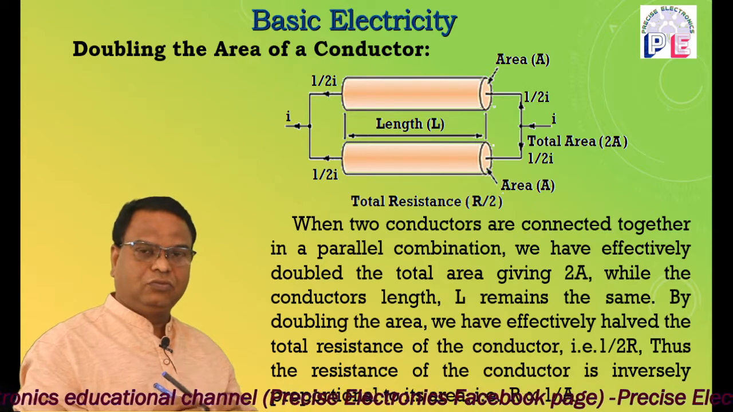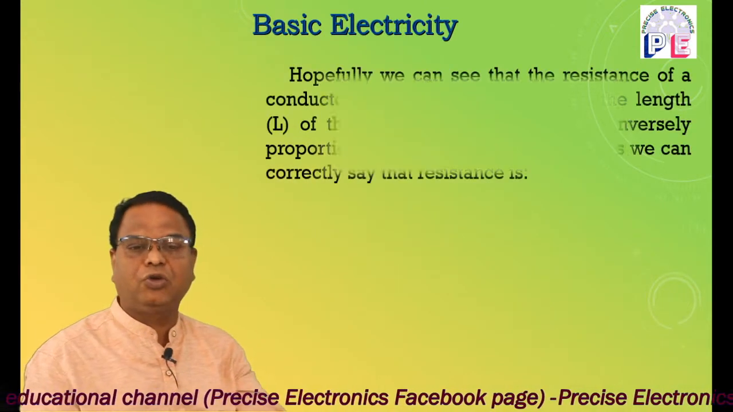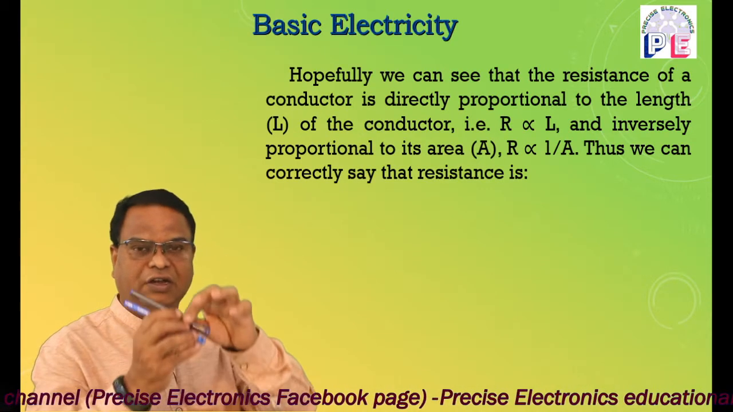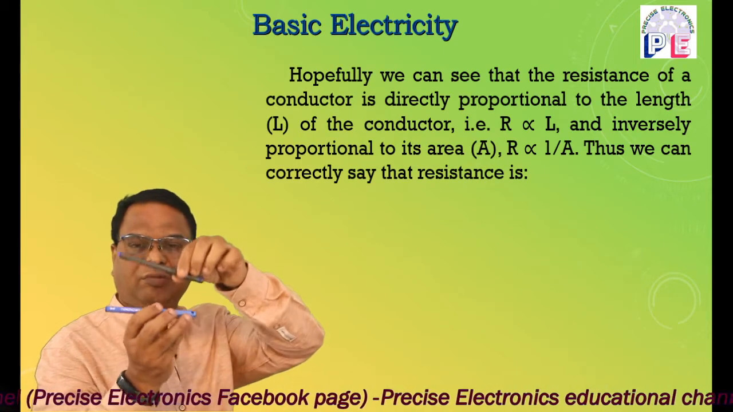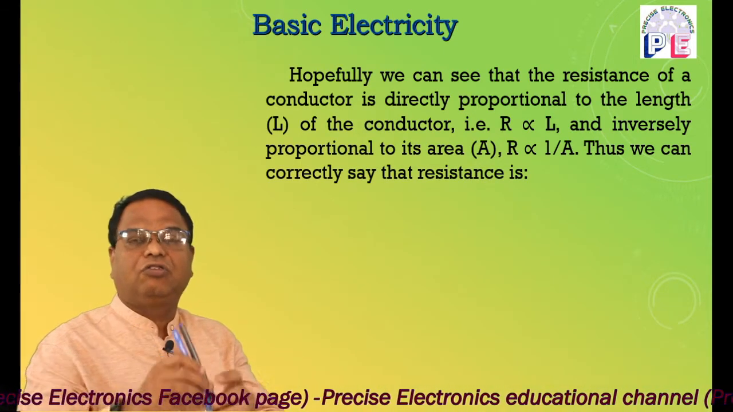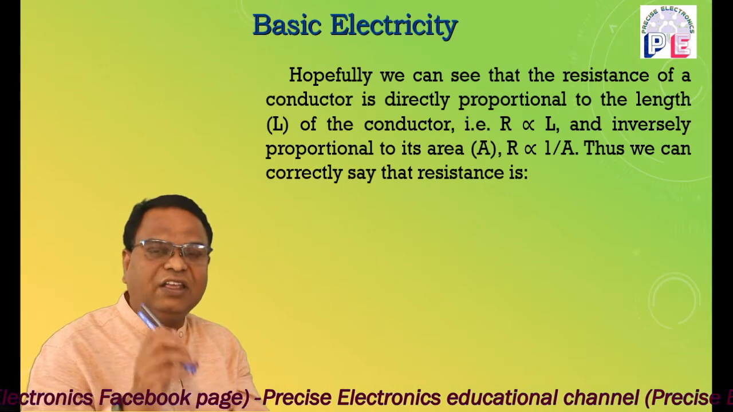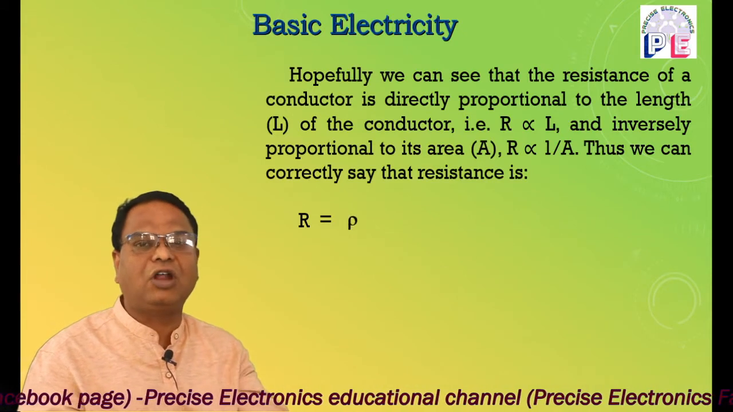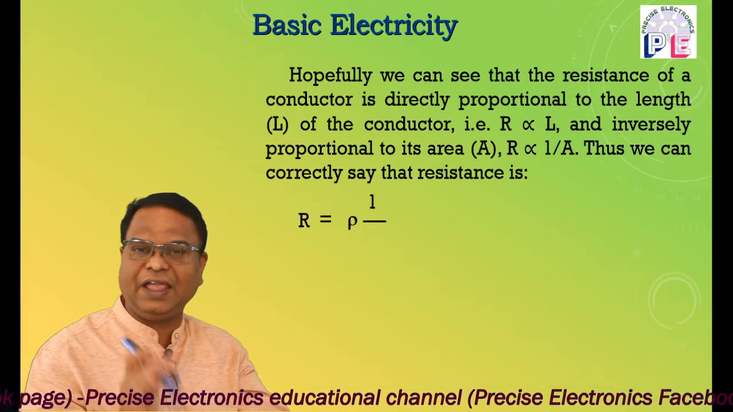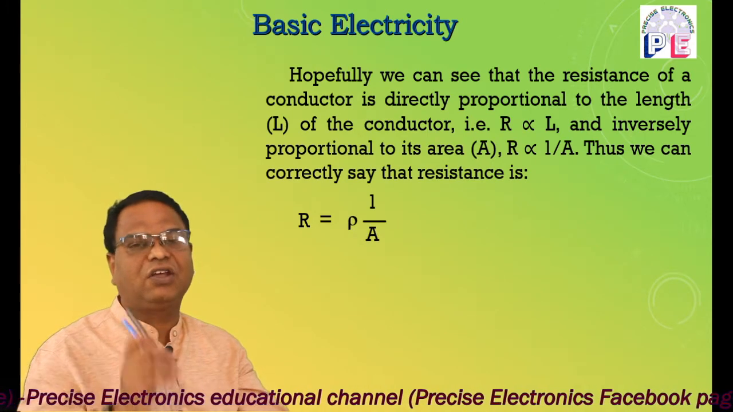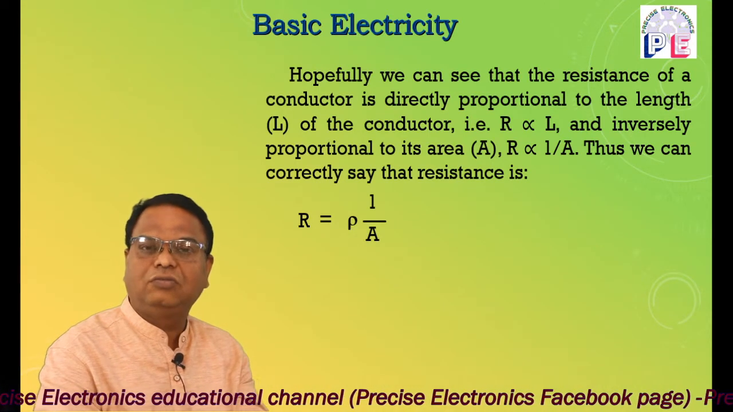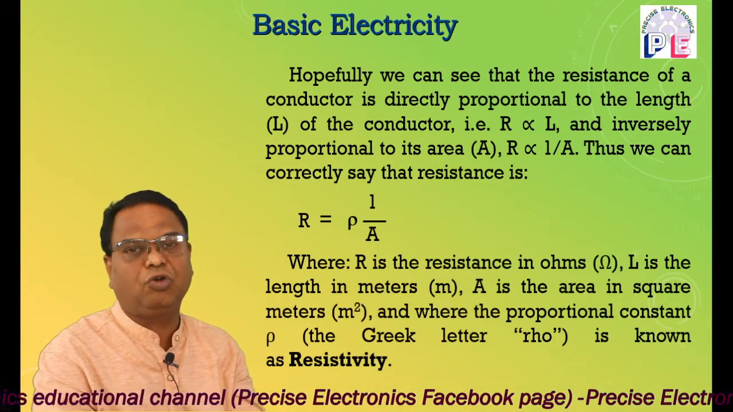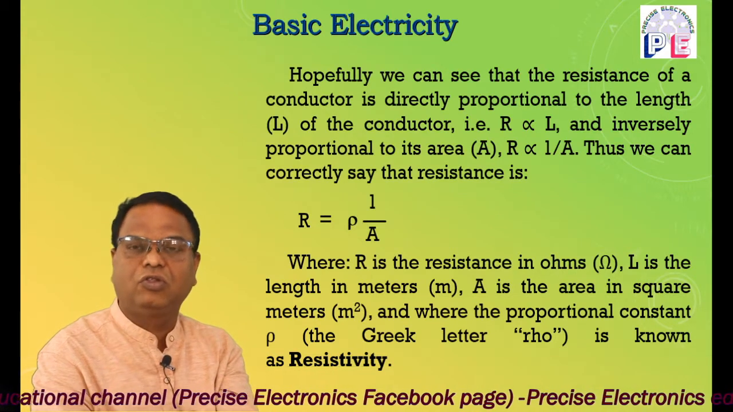From this, we can conclude that the resistance of a conductor is directly proportional to the length and inversely proportional to the cross-sectional area. So from this it is clear that R is proportional to L upon A, or R is equal to rho L upon A, where R is the resistance of that material, L is the length of the conductor, and A is the cross-sectional area. And what is rho? Rho is the specific resistance.